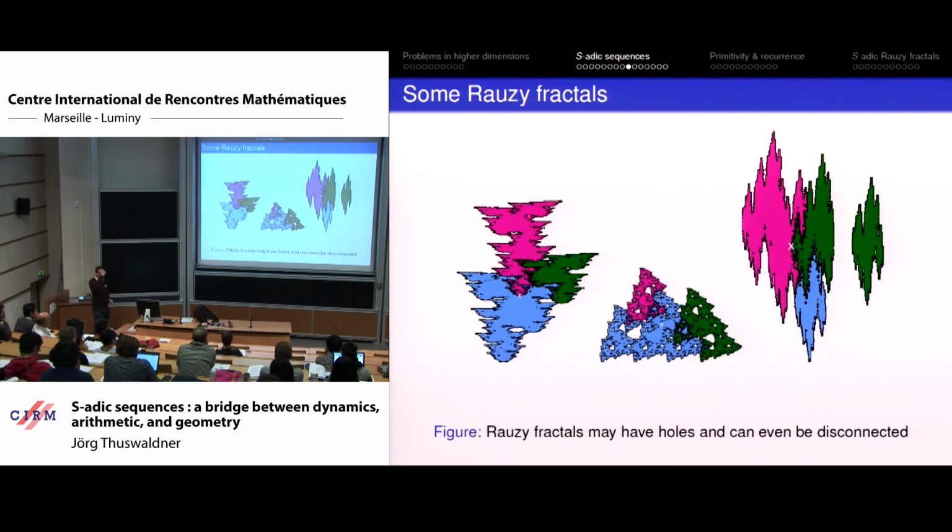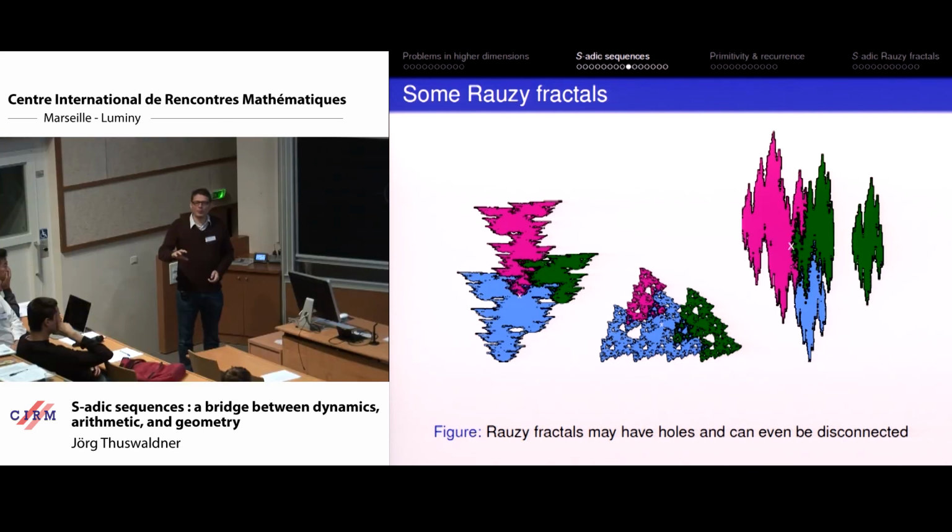So Rauzy fractals are not boring. They come up in many different kinds and shapes and topologies. It turns out that the original Rauzy fractal of 1982 is homeomorphic to a closed disk. So it's topologically very nice. But it's not hard to come up with substitutions that give rise to Rauzy fractals with holes. You see here. This one is particularly nice.